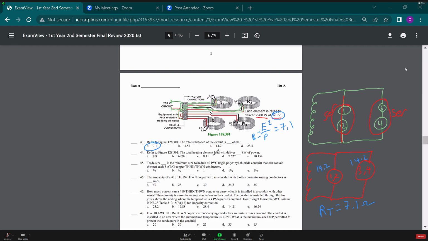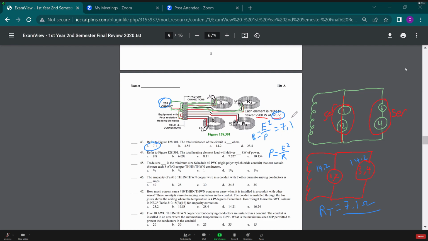All right, the total heating element will deliver blank kilowatts of power. If we're looking for totals, we can use that resistance total and our E total to find our power. So P equals E squared divided by R. Our E squared at this is 208 squared. So that's the actual voltage we're applying. 208 times 208 equals 43,264 divided by that resistance, which is 7.1 ohms.